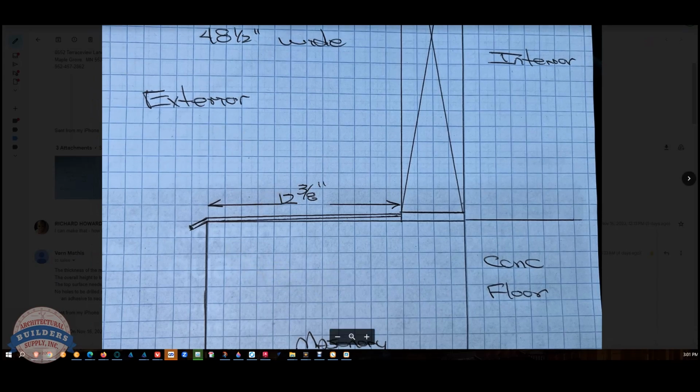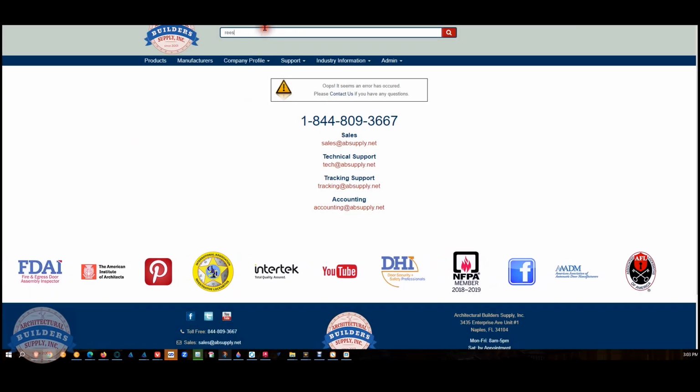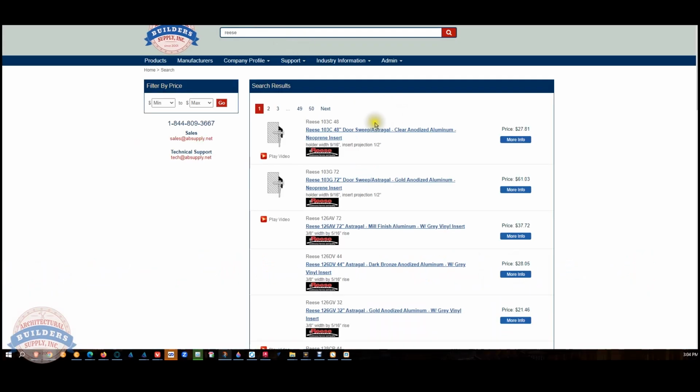So let's take a look at a manufacturer's catalog and talk about those things that are important when it comes to the design of a threshold, or at least, according to me, what's important in the design of a threshold. Let's do that now. And in the process of determining what's important, let's look at a manufacturer's product catalog.